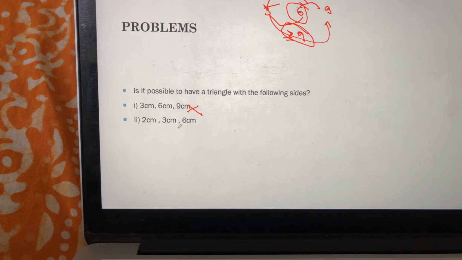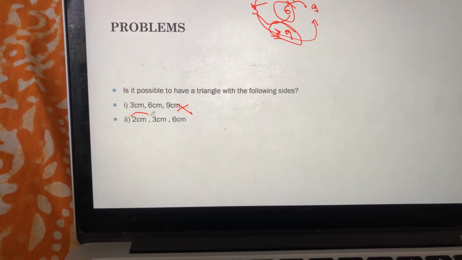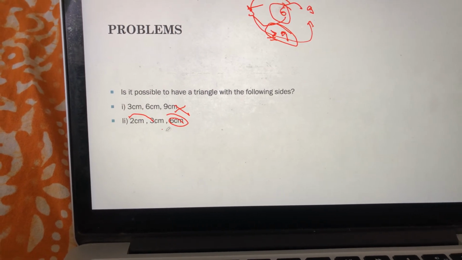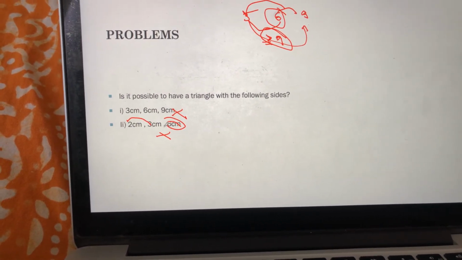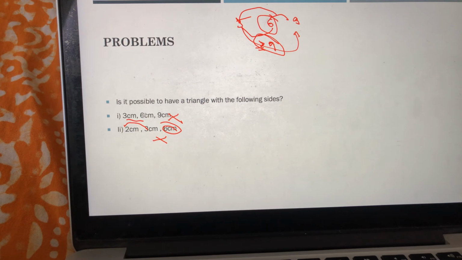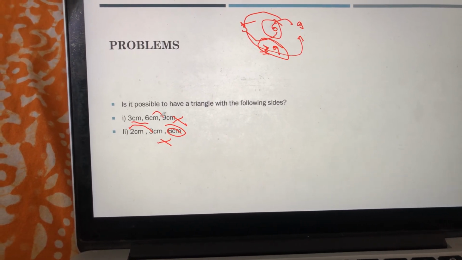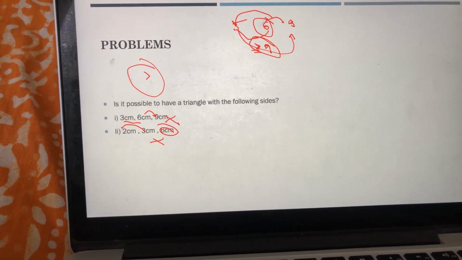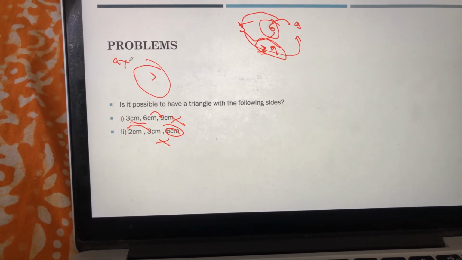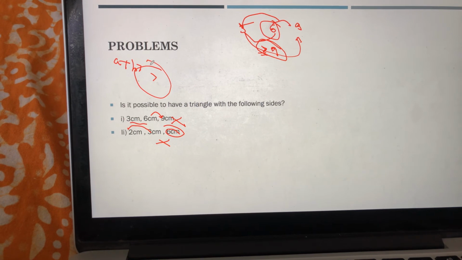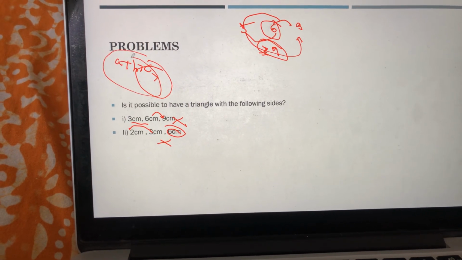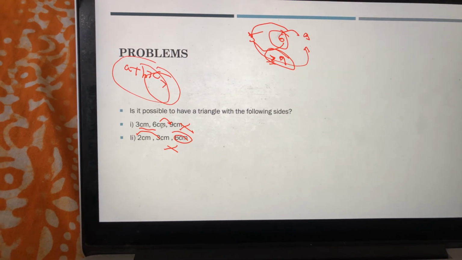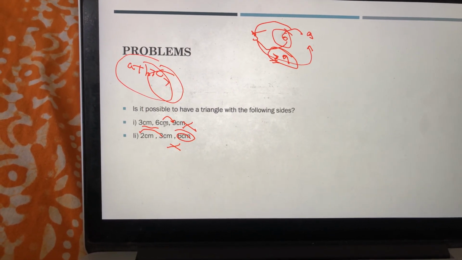Let's move on to the next example. Here 2 plus 3 is equal to 5, which is less than 6, so this is also not possible. So in the first case these two are equal to this, so it is not possible. We strictly need greater than. So any two sides must be greater than the third side, not equal to. So neither of these problems can be the possible sides of a triangle.